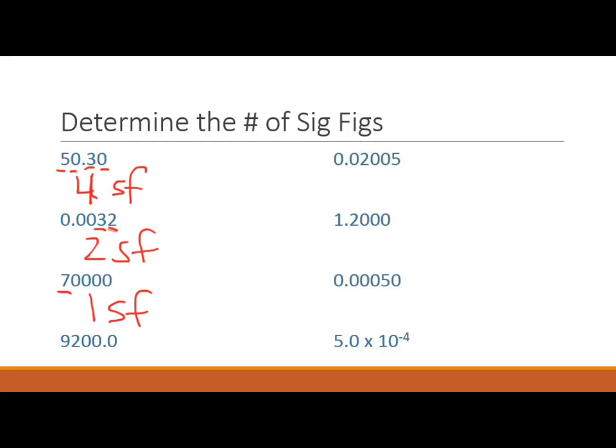Let's try this one. We have some trailing zeros this time, but there is a decimal point in the number, so all of those trailing zeros are now significant.